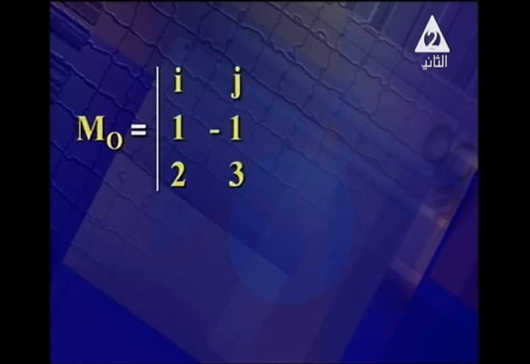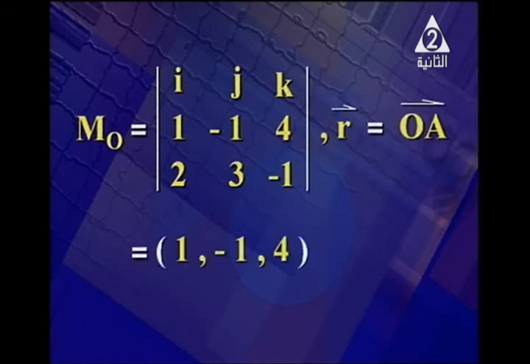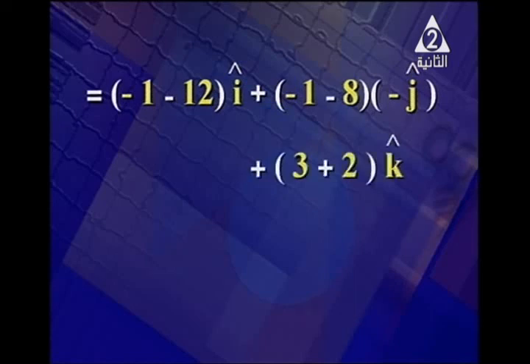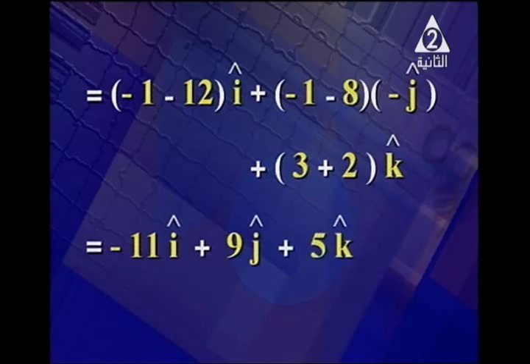For the moment about O, we put the determinant i, j, k first. We put the R vector, the OA vector 1, negative 1, 4, then 2, 3, negative 1, the coordinates of the force. The answer is negative 1 minus 12 in i, plus negative 1 minus 8 inside the bracket with negative j, plus 3 plus 2 inside the bracket times k. The answer is negative 11i plus 9j plus 5k.